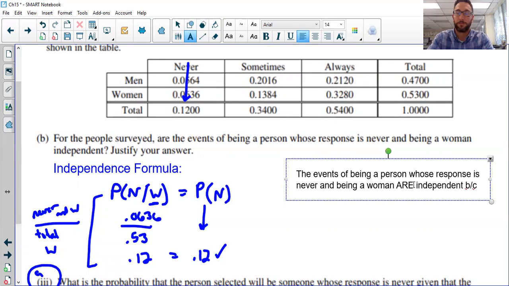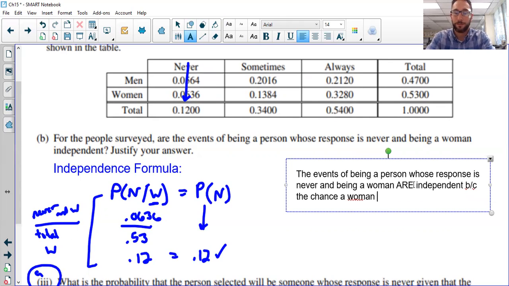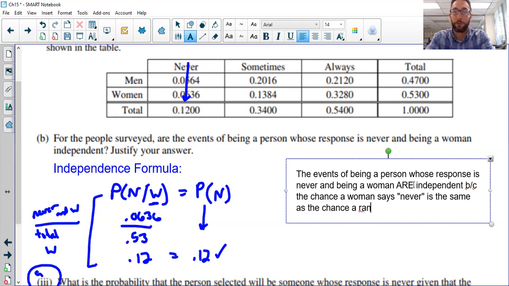Because the chance a woman says never, right? The probability someone says never given they're a woman is the same as the chance a random person says never. What we're saying here is if we know you're a woman, you have the same probability of responding never as overall.